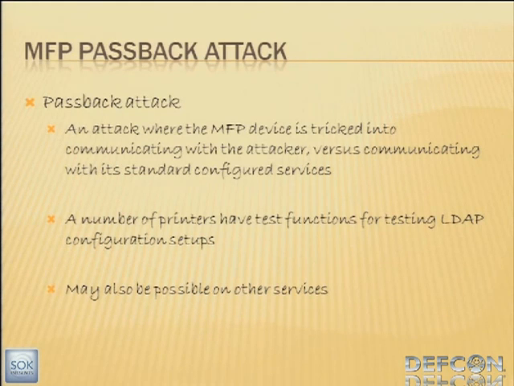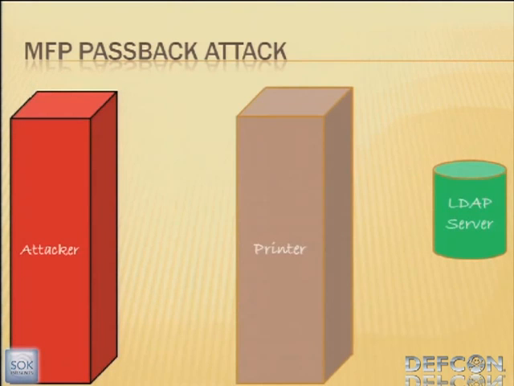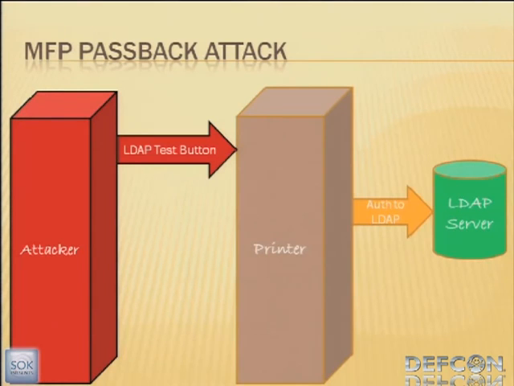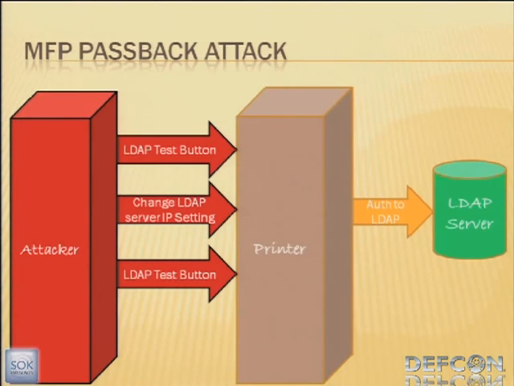A number of printers we found have a test function on them. So if you go to the LDAP configurations on certain printers, you can hit a test button and it will test the actual authentication of LDAP to the configured LDAP server. And there are some other services that do this also. The gist of this attack starts out with the attacker hitting the test button on the printer, which authenticates to the LDAP server. The attacker changes the LDAP IP address, hits the test button, and the printer nicely authenticates to the attacker, giving us the ability to capture all the authentication data.